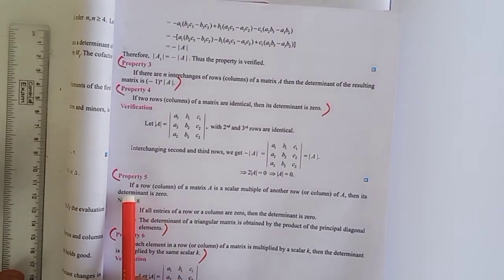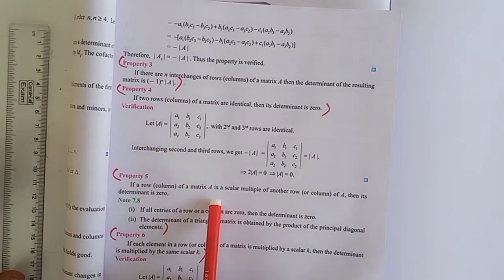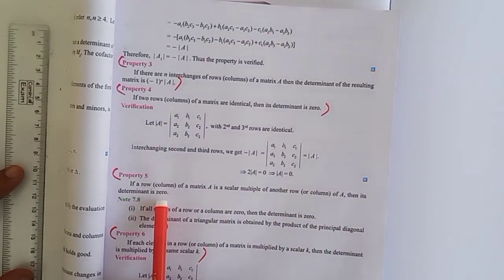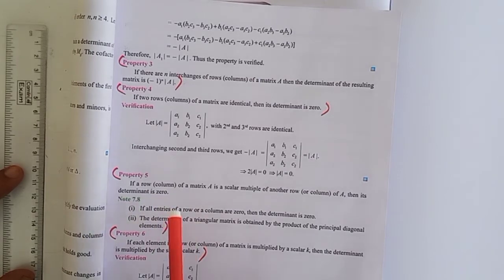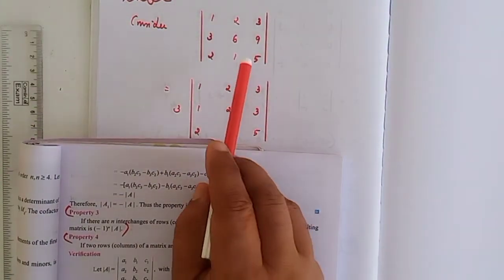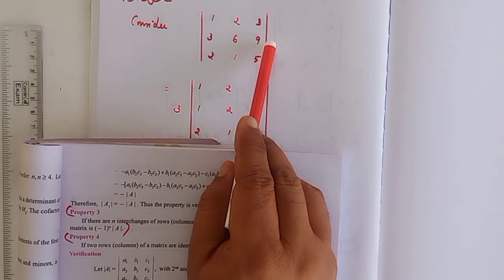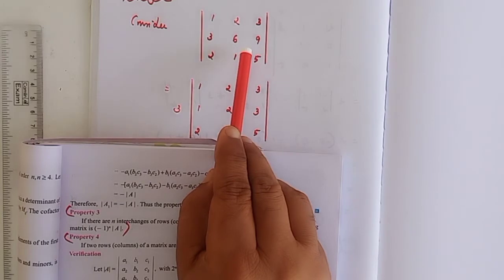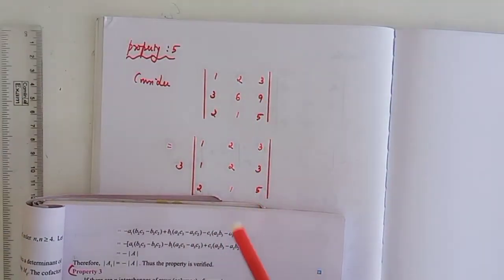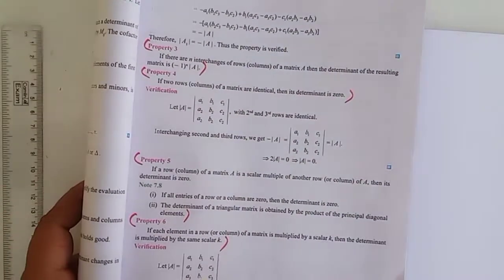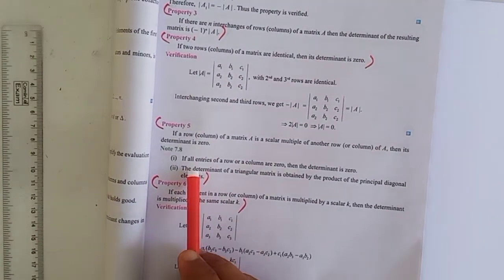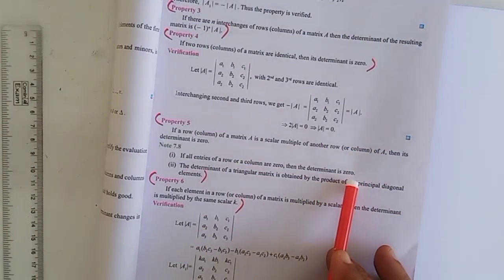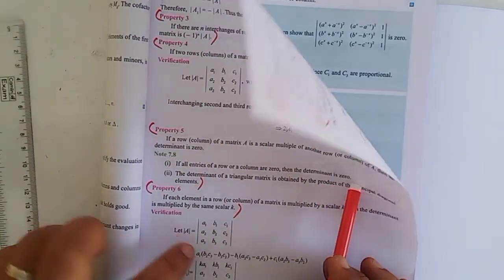So what is given in property number 5? If a row of a matrix is a scalar multiple of another row, okay, then its determinant is 0. In our example, the second row is a scalar multiple of the first row. 3 times the first row is the second row. Okay. So the value of the determinant is 0. Now look at the note here. If all entries of a row or a column are 0, then the determinant is 0. I give an example.